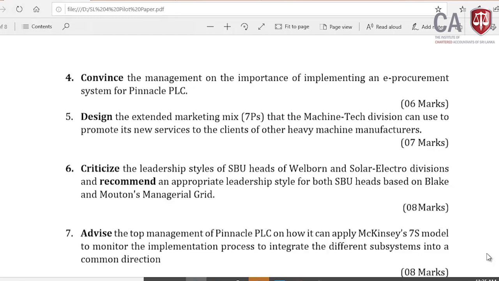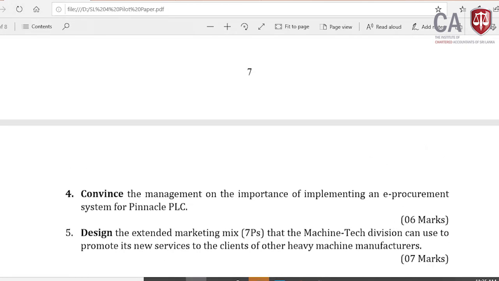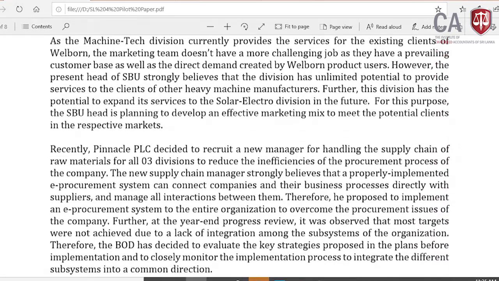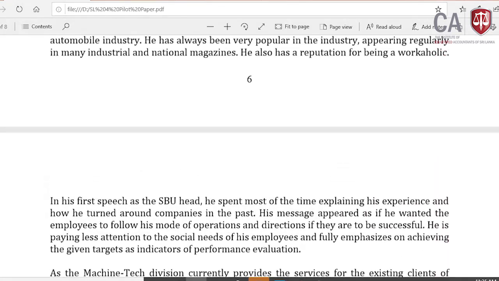If you remember the theory part, we discussed trait theories, behavioral theories, then situational contingency approaches. This question is based on behavioral theories. If you remember the facts relevant to the case, Wellborn and Solar Electro, they have given some information about the leadership style also. Look at the information given on leadership style.